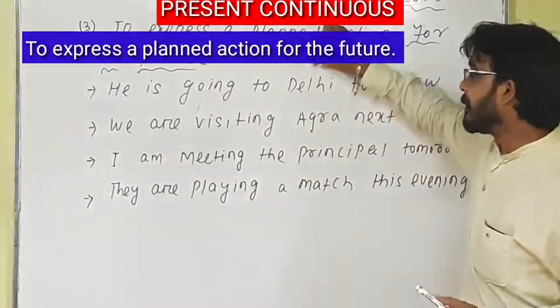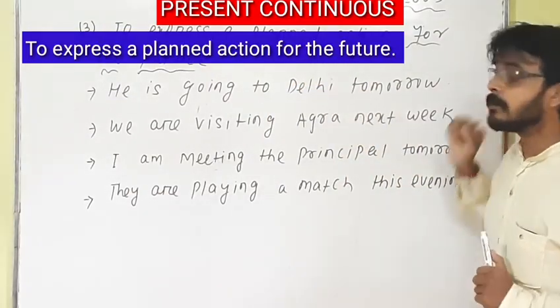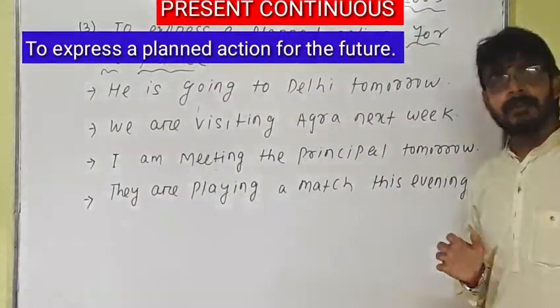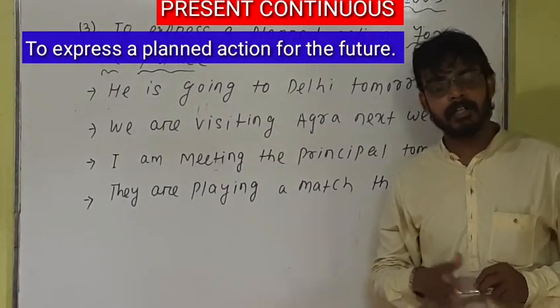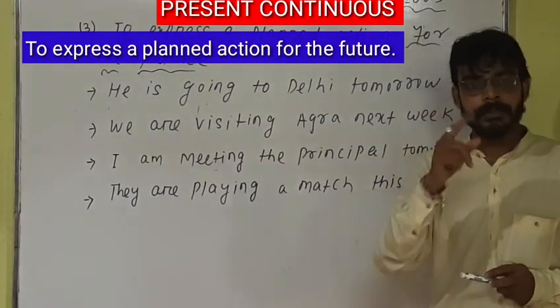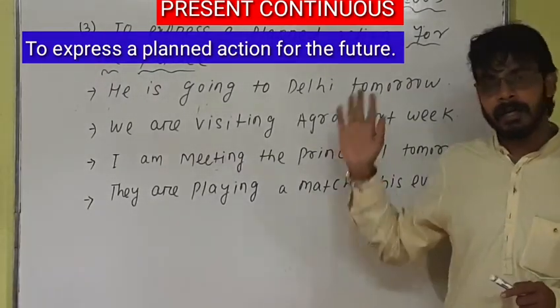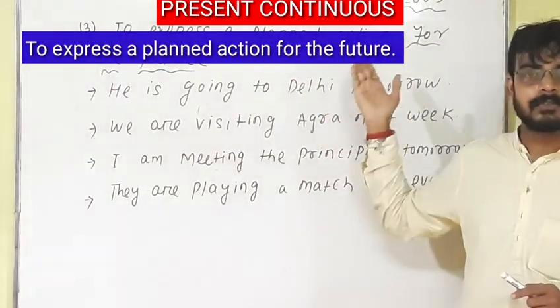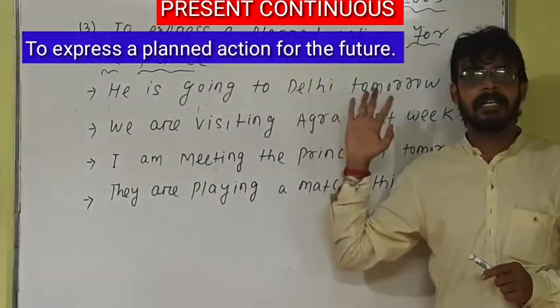To express a planned action for the future. In the previous video, I also told about how to express an action which is going to happen in the near future. We use simple present, present progressive, and also shall. But in this case, we will use present progressive because we are learning the usage of present continuous now.